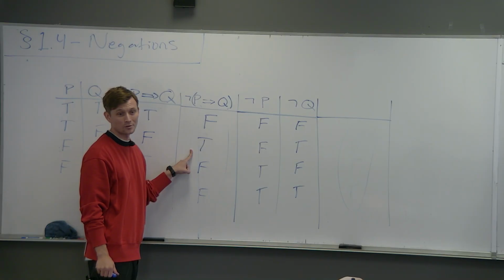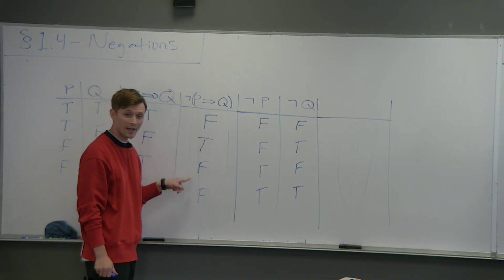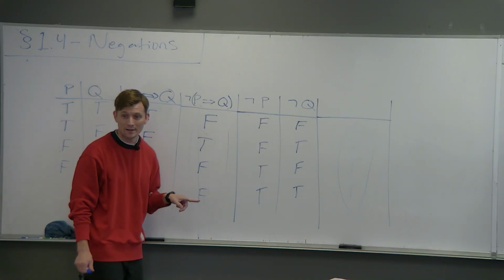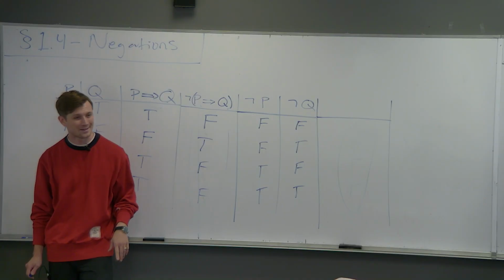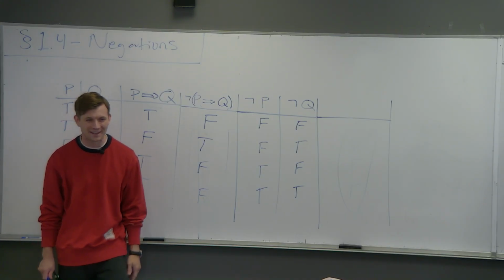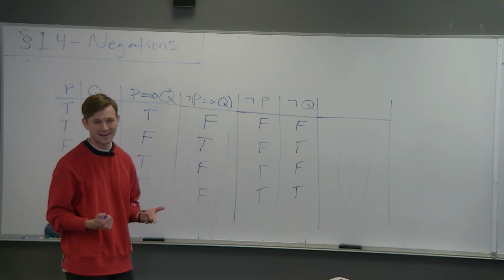It's only true when both are true, right? Every other time it's false. So this kind of looks like an and, right? You got one T and three Fs. Looks like an and to me. Yeah. It's a weird way of looking at ands, right? But hey, it's how it works, yeah?